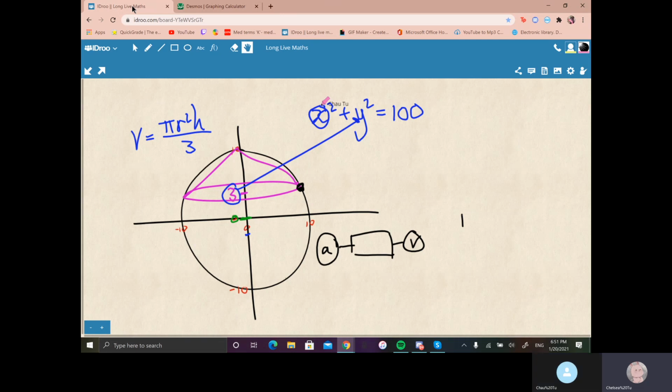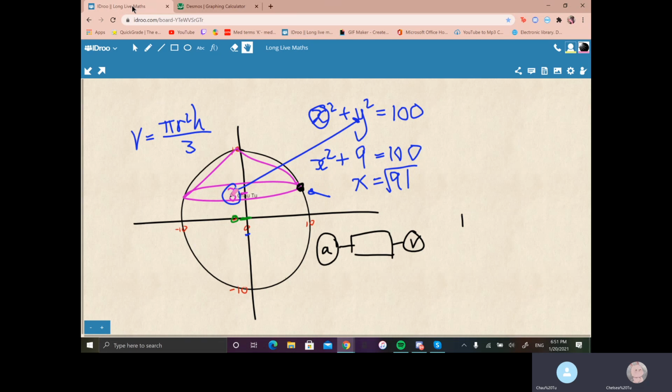So if you put 3 into the y, that would become 9 plus x squared equals 100. Minus 9, that would be 91. So x would be root 91. So the coordinate there would be root 91 across and 3 up. Can you see that?